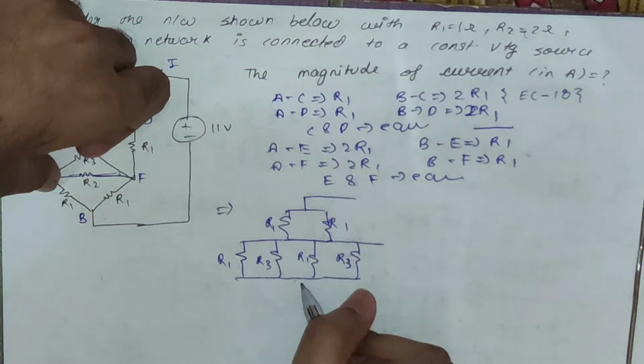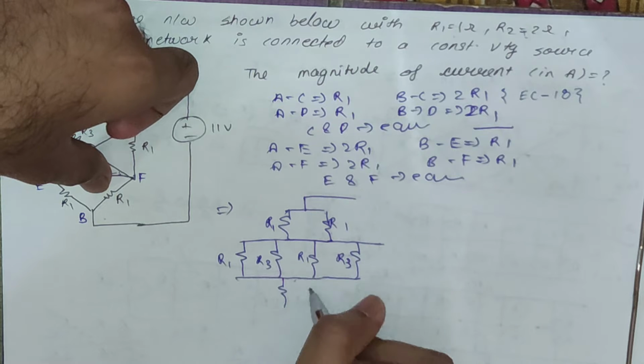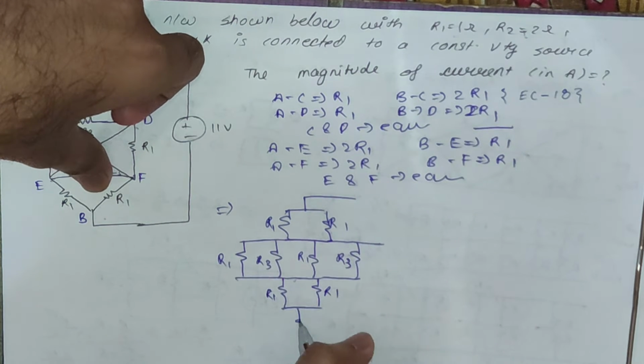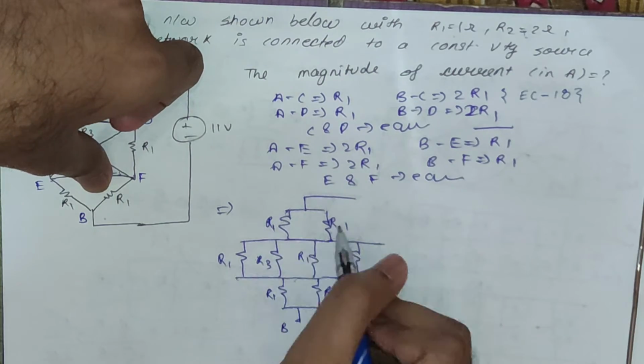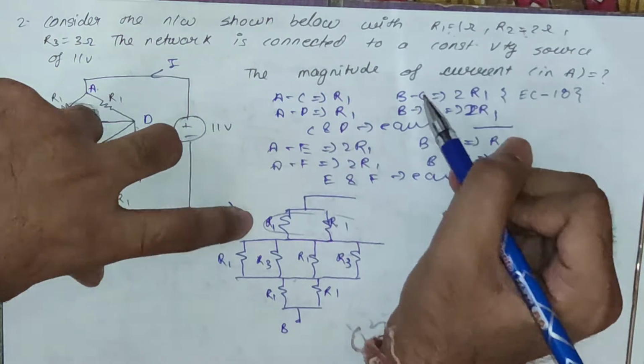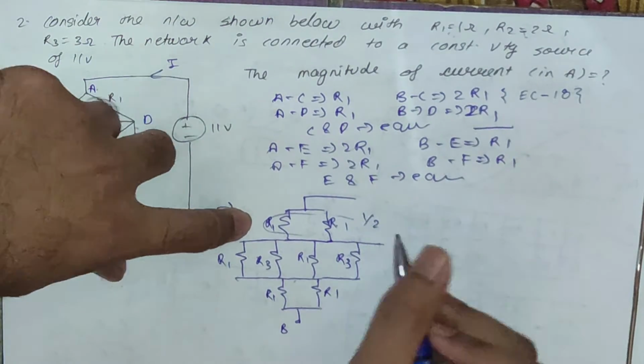Okay, and we know these two resistors will be in parallel. So let's draw that too. This is R1, this is R1, and this is the B point. Okay, so R1 parallel R1, it is nothing but 1 parallel 1, right? 1 ohm is R1, right? So it will be 1 by 2.